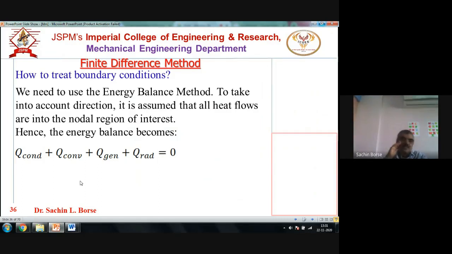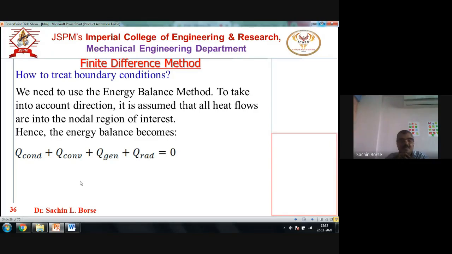Now here we saw the case where the temperature was specified everywhere. But what happens in the real case? Not every time will the temperature be given. There will be convection, there may be some insulation, there may be some radiation. So this we have to take into account.